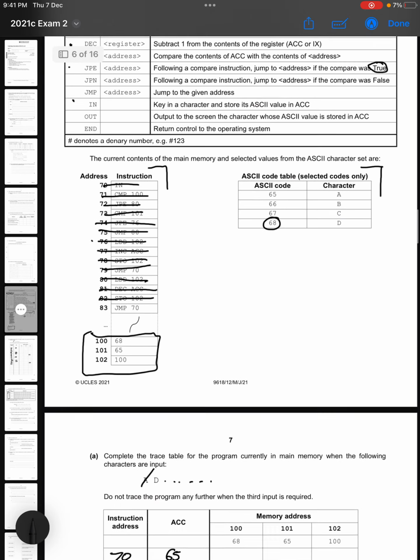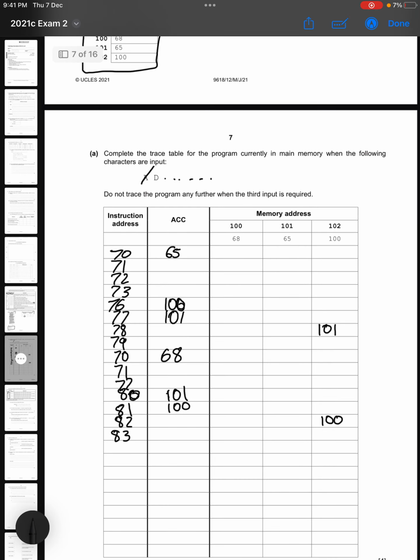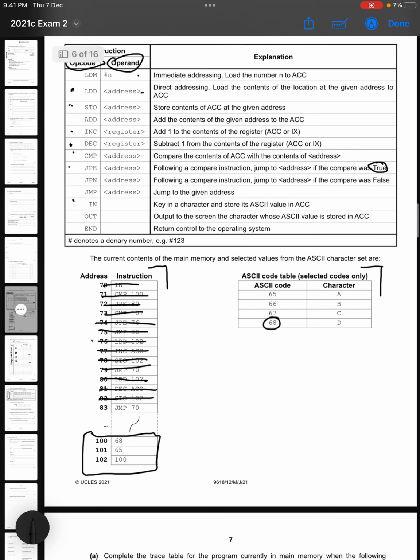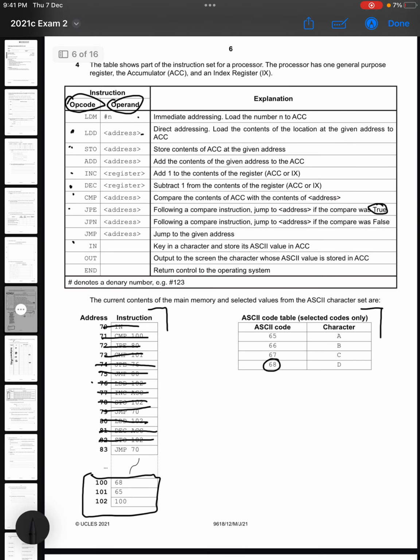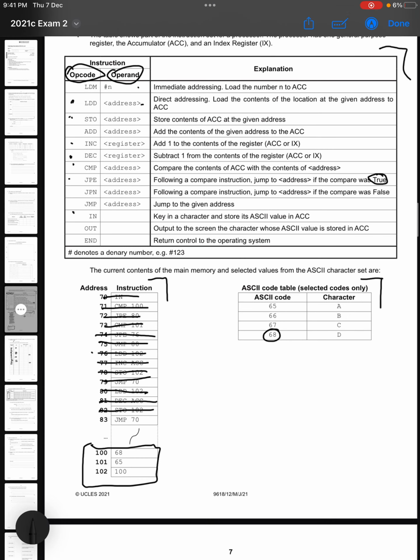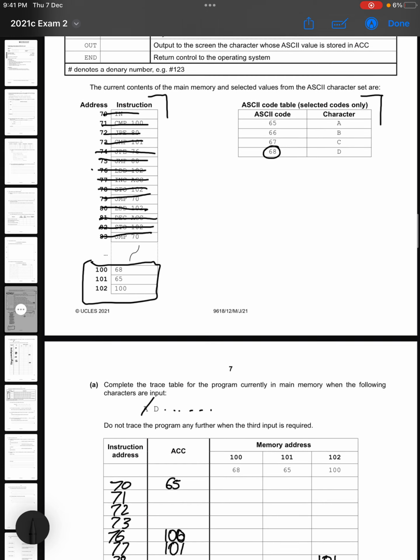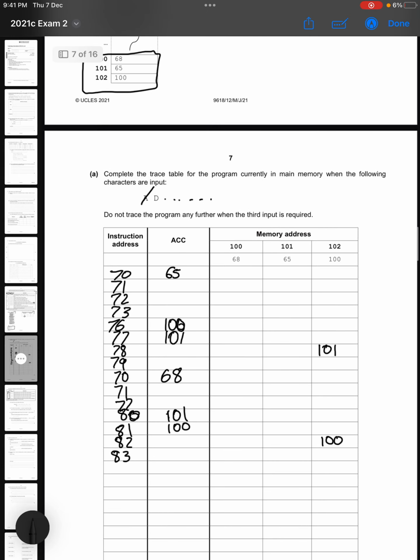Now, when answering this question, just remember that it is very straightforward and the answers are given in the first page. All you have to do is just input the values. You are given the table of information that gives us the explanation for what they do, and you're given the set of instructions that you have to work through. And that is it. Thank you.